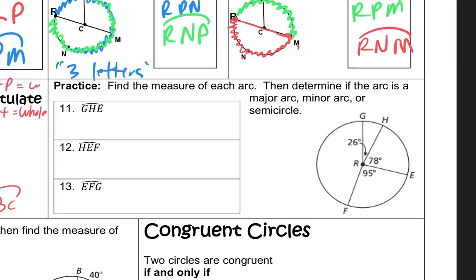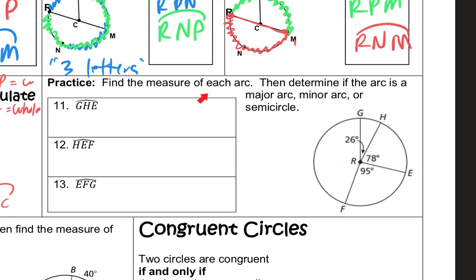Okay, so it says find the measure of each of these arcs, then determine if it's a major, minor, or semicircle. Okay, so GHE. Let's go ahead and trace that one out. GHE. I can already tell that one's going to be a minor, because it's less than 180 degrees. So that one is a minor one.